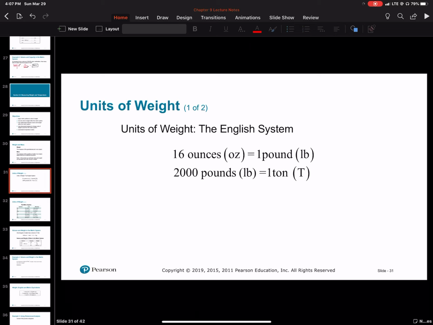So let's look at some units of weight in the English system. We have 16 ounces is equal to 1 pound, and we have 2,000 pounds is equal to 1 ton. Now, the most common mistake people make is they think 1,000 pounds equal a ton, but it's actually 2,000 pounds that equal a ton. So keep that in mind and make sure you have that memorized. So these are the common units of weight that we use for the English system.